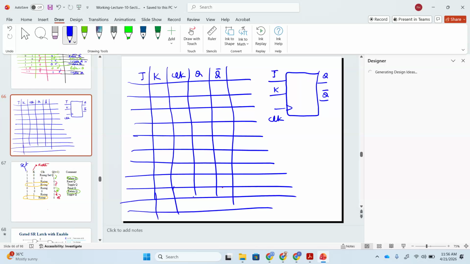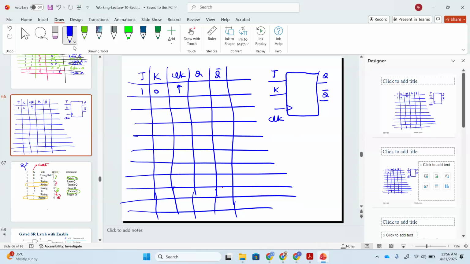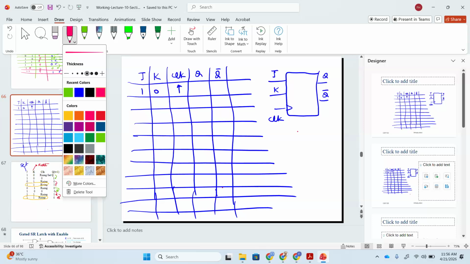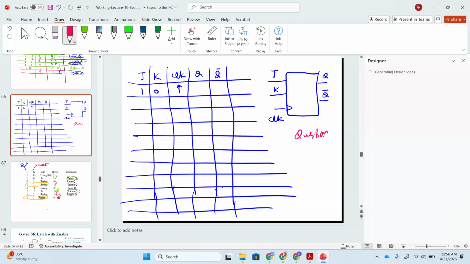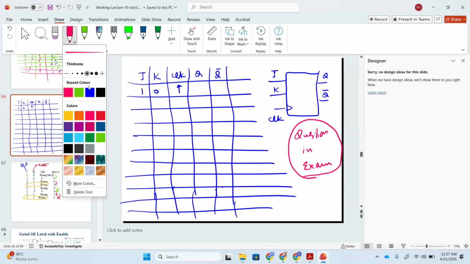Please compare your solution with my solution afterwards. You can start from now. You can start with the first entry. Let's assume 1, 0, rising edge of the clock. You need to fill this table. So this is a question, and assume it is a question in the exam. I'll provide a solution in the next slide. Please at least try, start from now.